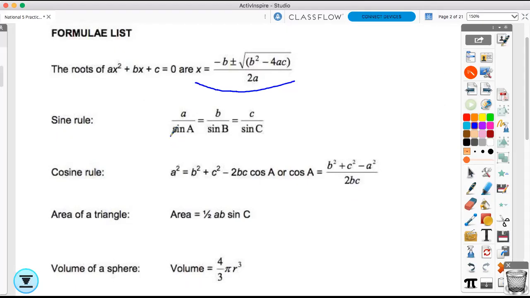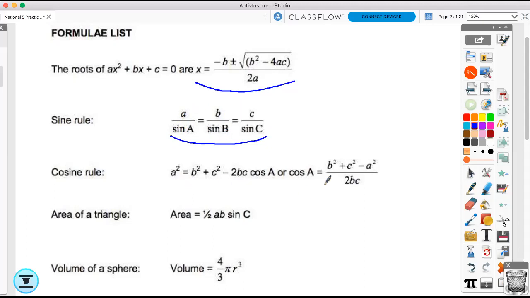Sine rule is another rule that we've noticed that maybe we might be able to use, or we may need to use, depending on what you're looking for. So usually you get two sides and an angle to find an angle, or two angles and a side to find a side. That's how it works. Two angles and a side to find a side, or two sides and an angle to find an angle.